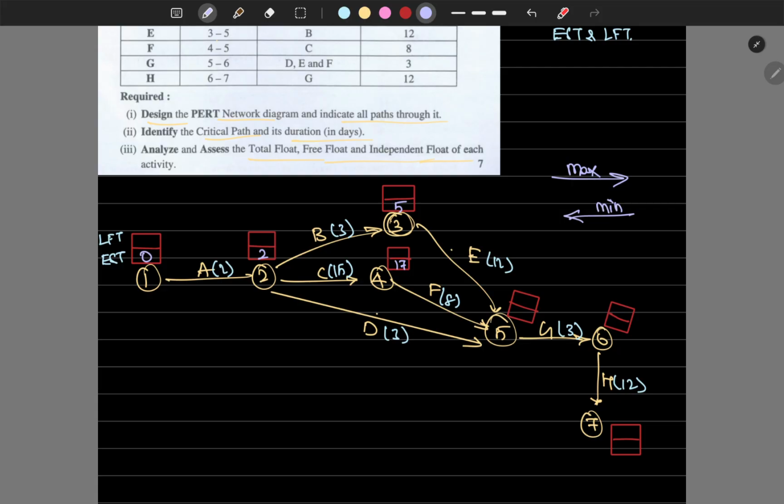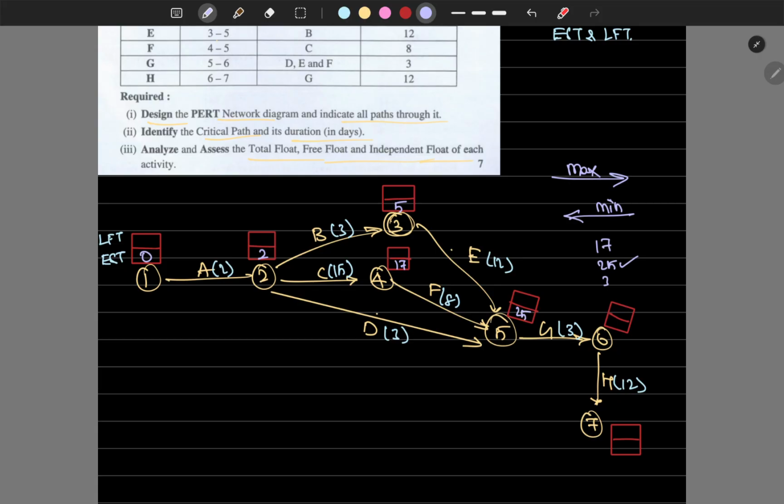Okay, 17. And then there are three lines coming. So 5 plus 12, which is 17. 17 plus 8, which is 25. 2 plus 3, which is 5. So we have to take the 25. Okay, so 25 we have taken.